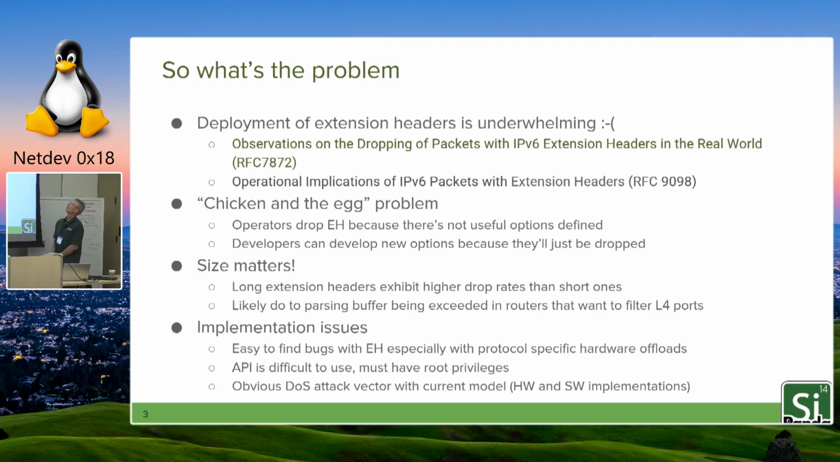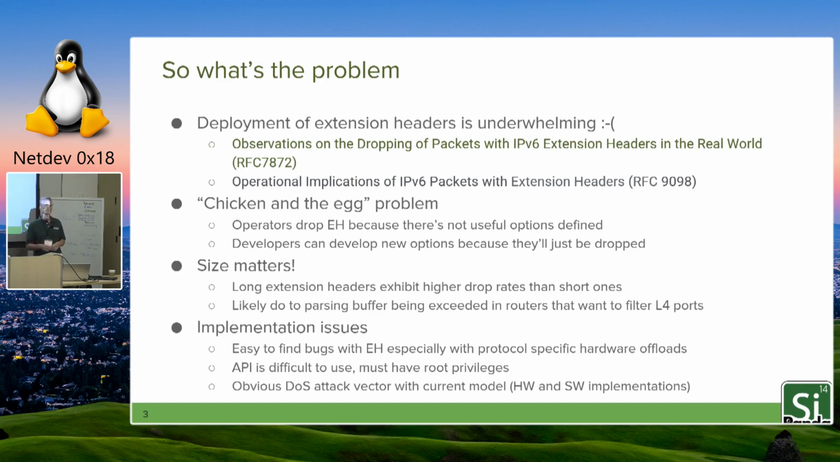So what's the problem? So basically, deployment of extension headers has been very disappointing. There are some RFCs the IETF is working on, and it's kind of hard to tell if they're just documenting the failure or if they're trying to justify it. Sometimes having this conversation is a little bit interesting. But the fact is, measurements on the internet going back to, I guess, about 10 years ago, show there are still a lot of firewalls that are dropping packets.